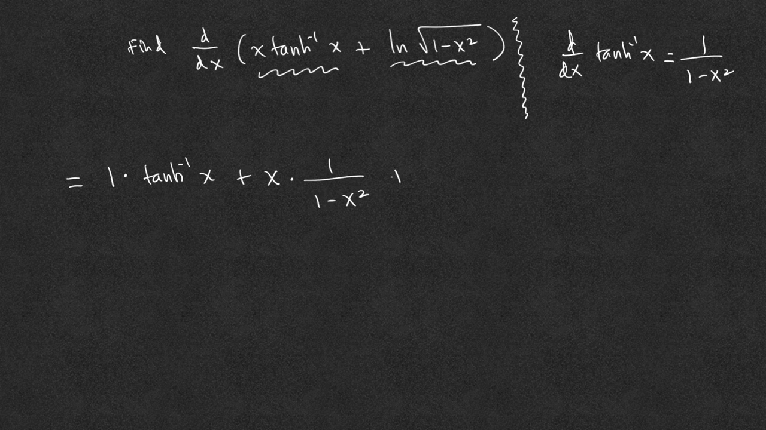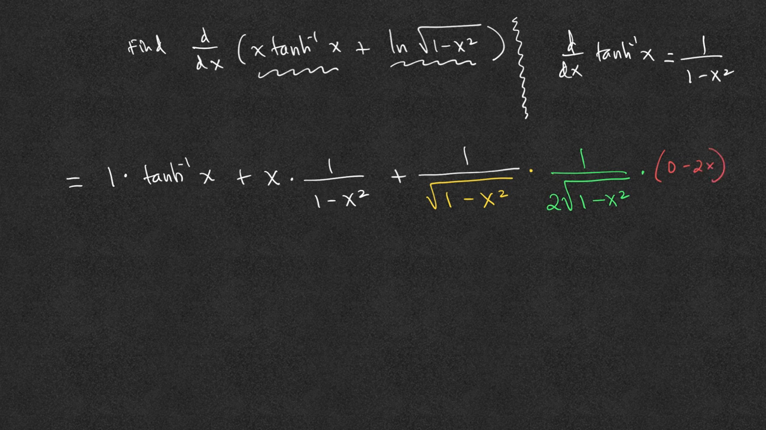For the second term, the derivative of ln is 1 over the argument of ln, which is the square root of 1 minus x squared. But then this is the inside function of ln, so we need to multiply by the derivative of this. The derivative of the square root is 1 over 2 root 1 minus x squared. But then it has an inner function too, which is 1 minus x squared, so we would need to multiply by the derivative of 1 minus x squared, which is 0 minus 2x.